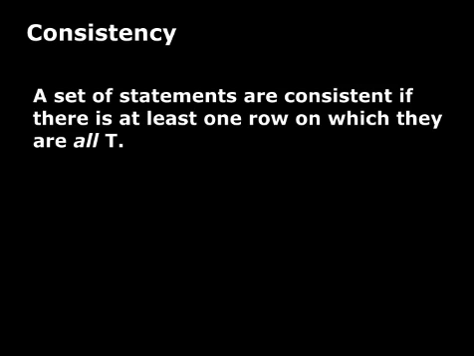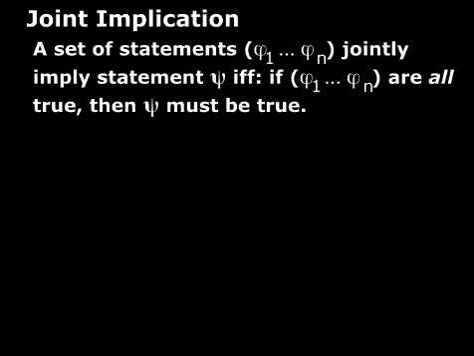Consistency. A set of statements are consistent if there's at least one row on which they are all true. Okay, so that's a pretty trivial increase in difficulty from assessing two statements. To assess 3 or 4, you just ask, are they all identical? And if they're all identical, they're equivalent. And if there's any row in which they're all true, then they're consistent. So it's just like assessing 2. Implication is a little bit more complicated.